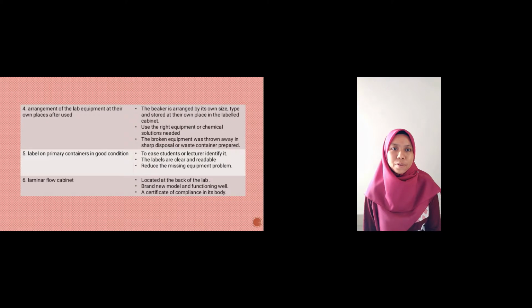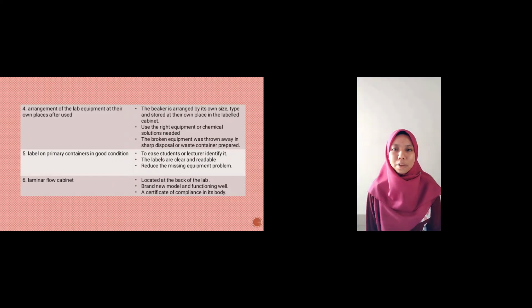It helps the student to use the right equipment or chemical solution needed. The broken equipment was thrown away in sharp disposal or waste container prepared. For the fifth inspection, it is labeled on the primary beaker condition. It is to each student or lecturer to identify it. The labels are clear and readable. It helps to reduce the missing equipment problems.